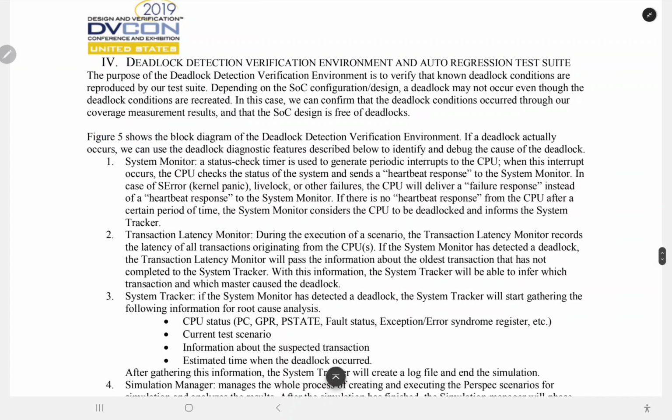Figure 5 shows the block diagram of the deadlock detection verification environment. If a deadlock actually occurs, we can use the deadlock diagnostics feature described below to identify the root cause of the deadlock.